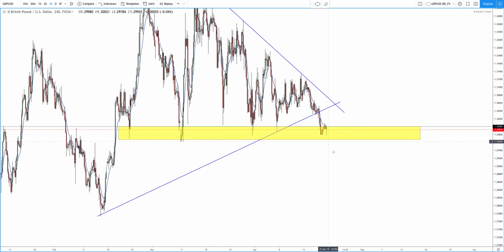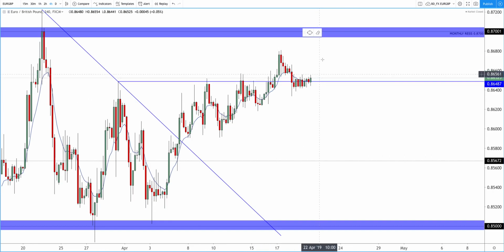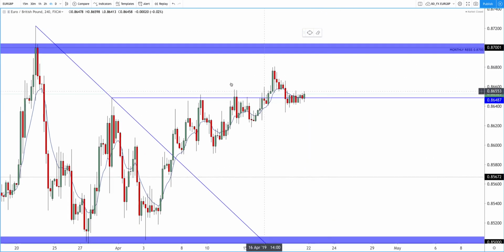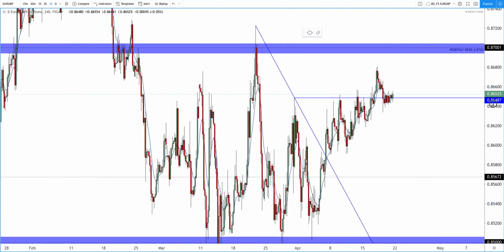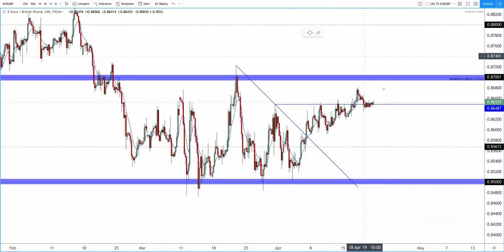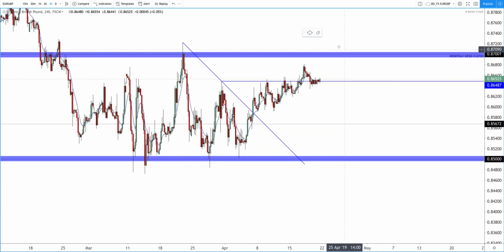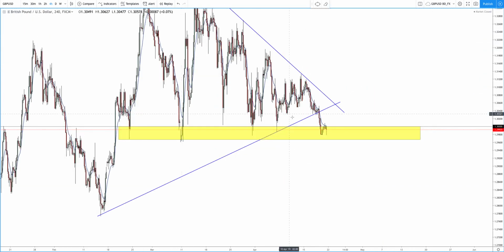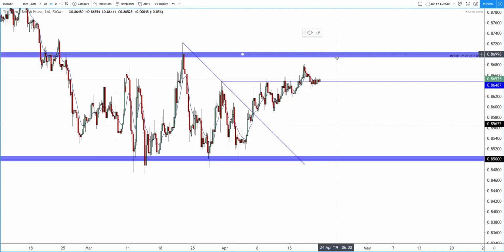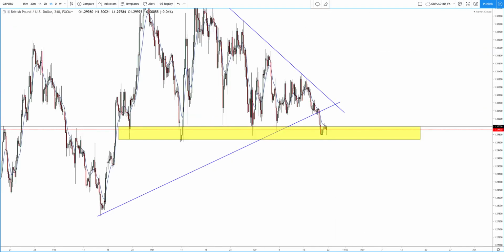But if the pound does push lower and get weaker, then this means that Euro GBP will push to the upside. And then from this monthly key level at 0.8700, I will be looking to see how this pair acts from here. But with GBP USD, if we do push down to the downside and then push up, then I would expect to see a rejection on Euro GBP and a push back down to the downside.